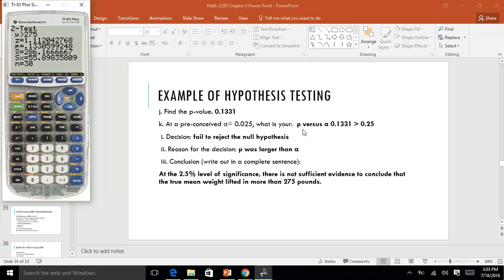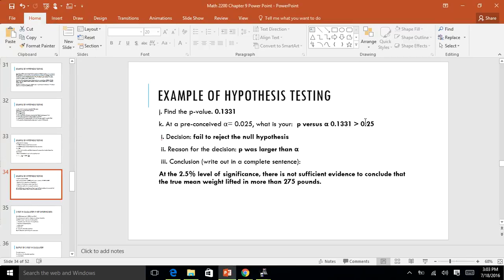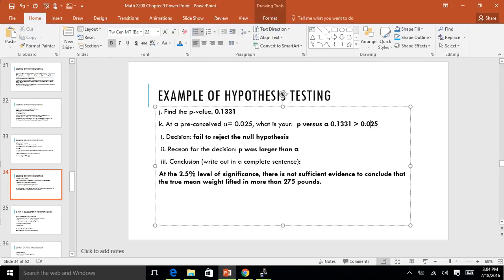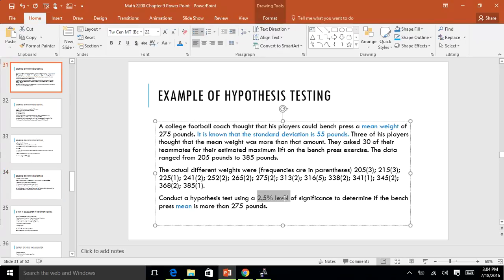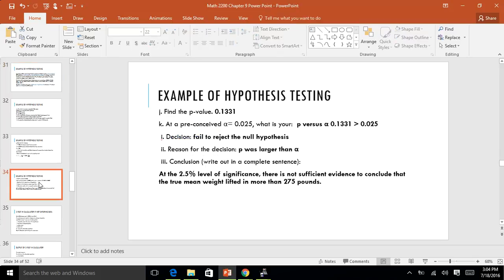Well, I'm going to look at p versus my alpha. Is 0.1331 greater than 0.25? Oops, let me do something right here. That one is, but look at that. Is 0.1331 greater than 0.025? It is that way. Where did I get this right here? I got this from the question. And if I go back to the question, it asks right here, this 2.5% level of significance. Because remember, I need to make it a decimal in order to be able to use it.